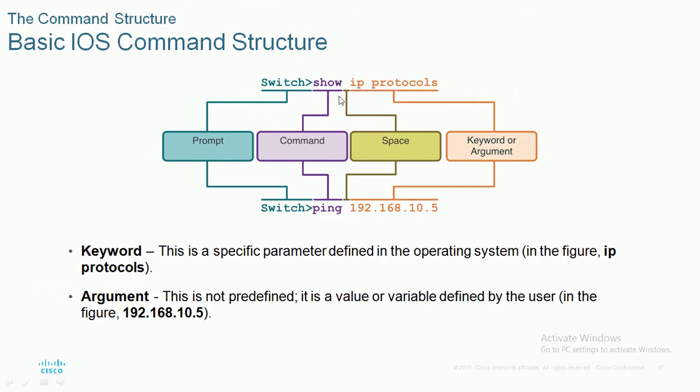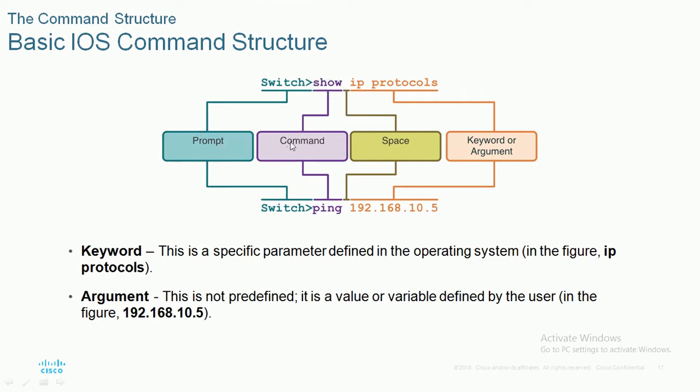If you take any kind of command, it contains a prompt, a command, a space, and a keyword. This is nothing but the prompt. Switch greater than symbol is a user prompt. Switch hash is an enable prompt. Switch config hash is a global configuration prompt. And show is the command, so that is the command structure.